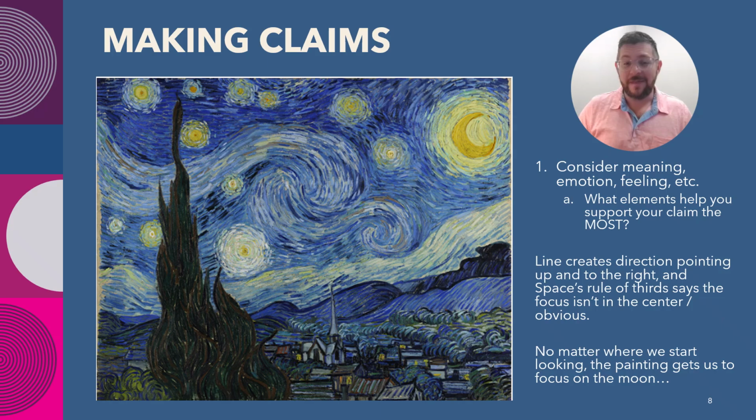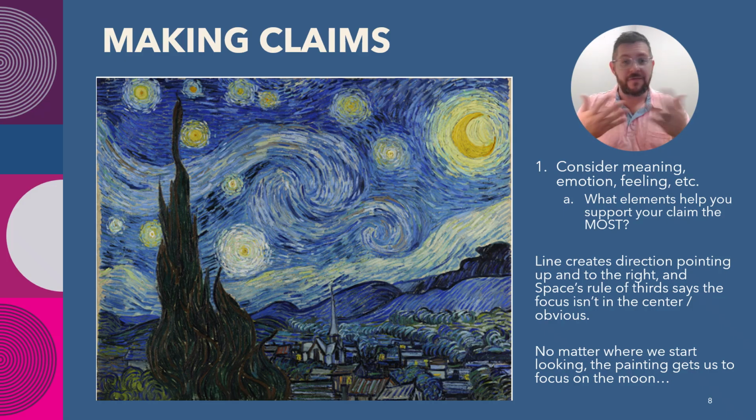And once you play in the sandbox, then you get to start making claims. So this is where you spread all of your work out. You see, okay, which aspects have the most that I can work with? Which elements help support your claim the most? Consider that meaning, that emotion, that feeling, and how can you connect your analysis, these pieces of line, shape, space, color, or medium, which ones most effectively get you to that claim?